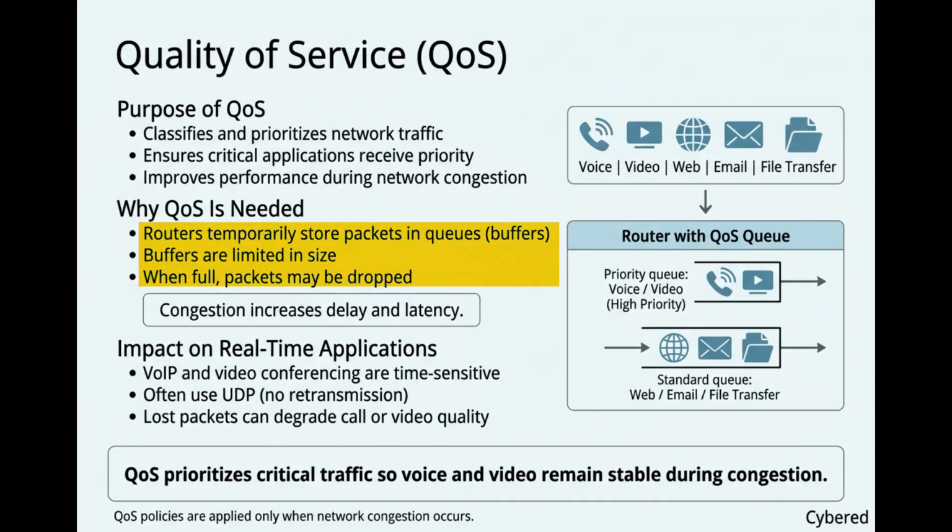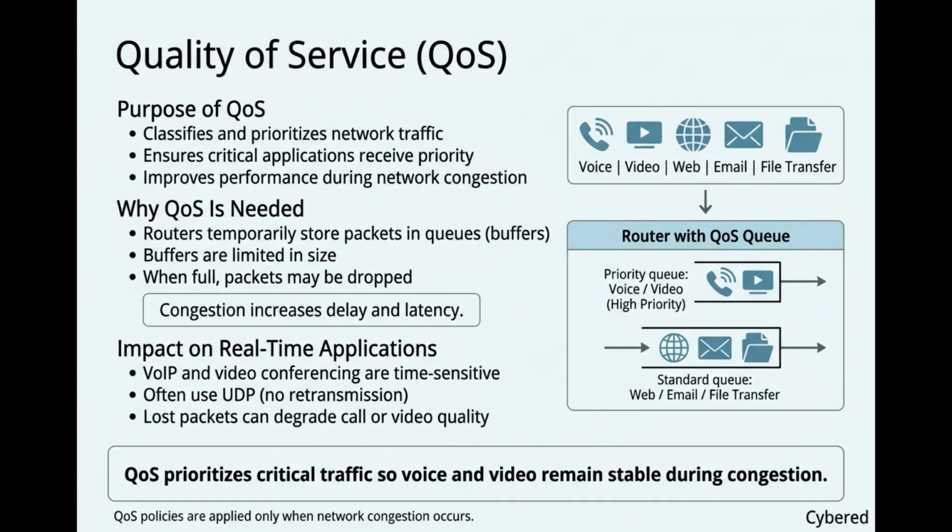Incoming packets are temporarily stored in buffers until they can be forwarded. However, these buffers are limited in size. If too many packets arrive and the buffer becomes full, new packets may be dropped, which increases delays and reduces performance. Queuing increases network delay, and congestion leads to higher latency.